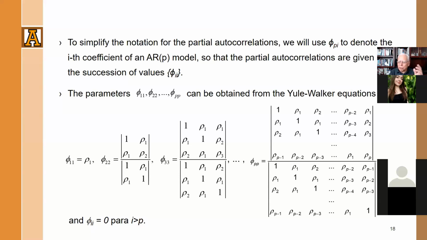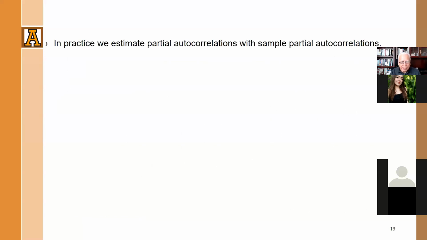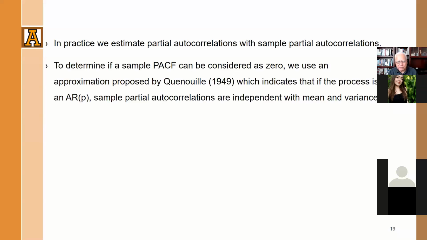In reality, we never have the theoretical autocorrelation or partial autocorrelation, but based on the sample autocorrelation, we can infer what the right value of P is, because we know that the sample partial autocorrelations will be statistically not different from 0 for lags greater than P, if P is the order of the model. Now, of course, in practice, we estimate the partial autocorrelations with the sample partial autocorrelations.